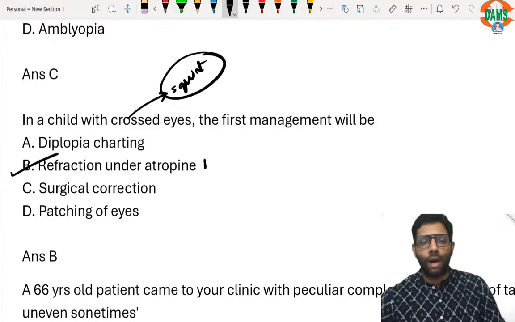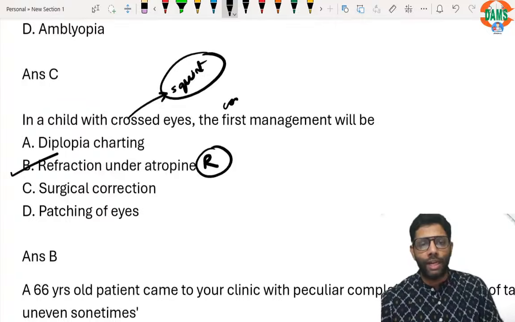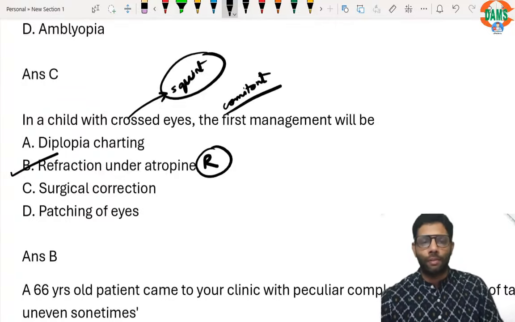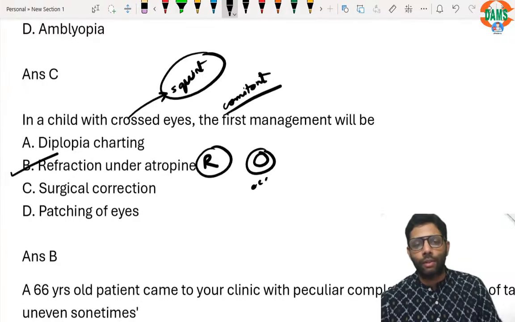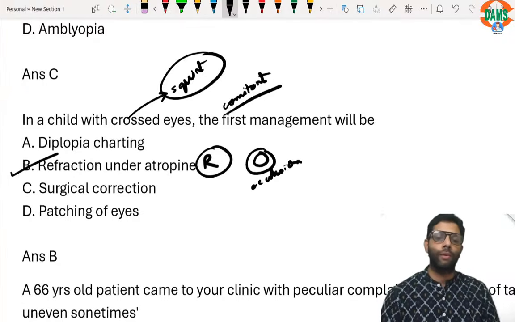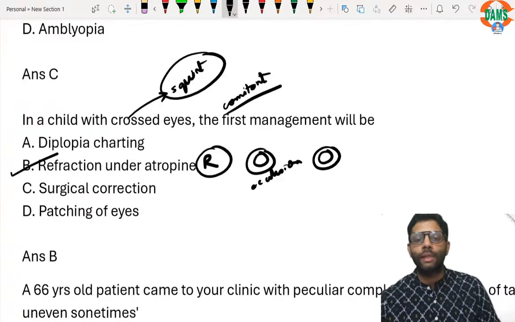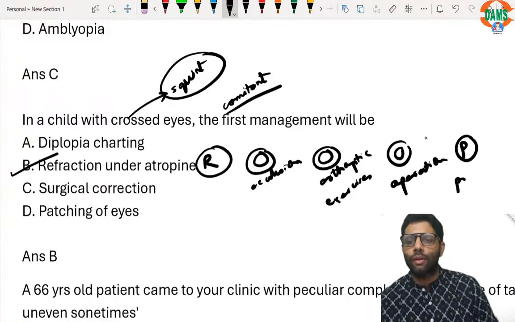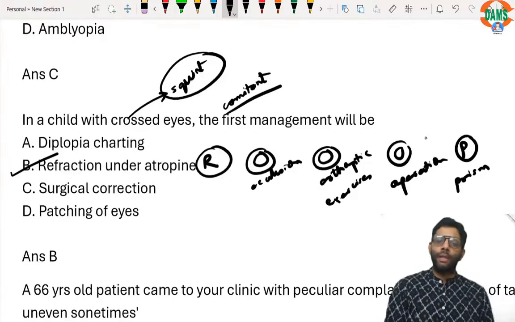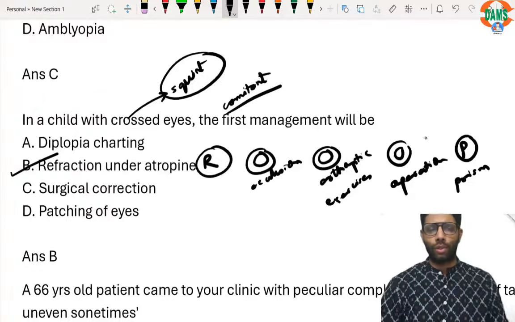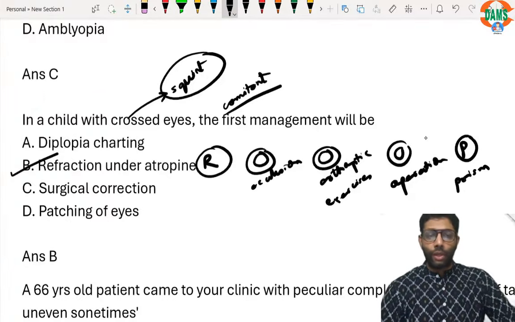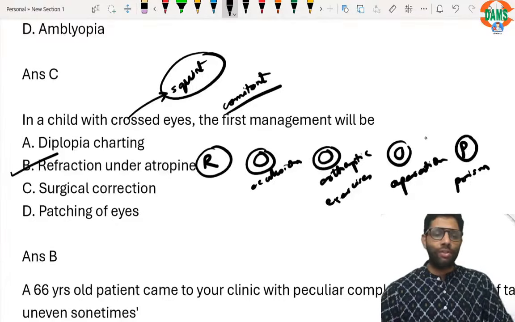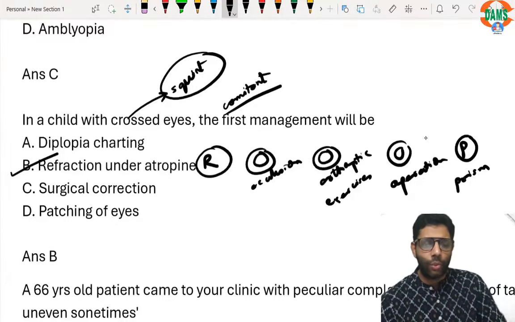So there is a method. This is R. There is a comitant squint. If there is a child, mostly it is a comitant squint, mostly. Refractive correction. O. Occlusion, less than 8 years, if there is a strabismic amblyopia. O. Orthoptic exercises, some fusional exercises are there. Then O. Operation. The concept of operation is same for adult and children, comitant paralytic, and prism therapy is also given. So I know many people must have answered the question patching, that is wrong. Refraction under atropine is the first thing for any squint in a child.